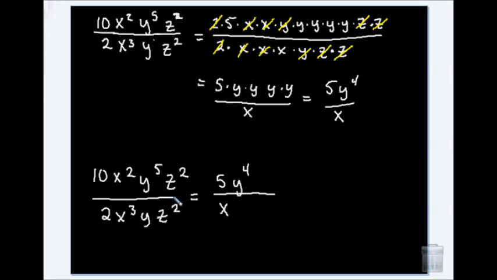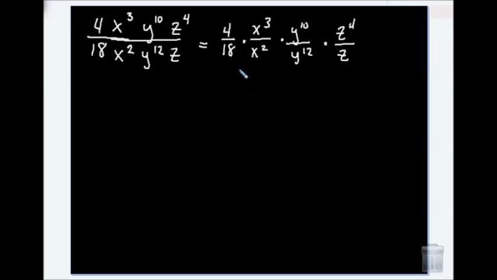Yeah, so I did 10 divided by 2, which gives me the 5. I have the x's. I have 3 minus 2, which gives me a 1. But because the 3 was bigger and it was in the denominator, that's where the x goes. And then I had 5 minus 1, which gives me 4. 5's on top, so that's where the 4 goes. And then 2 minus 2 gives me 0, which means I don't have any left. So it goes away. 5y to the 4th over x. I'm just separating it into its parts, so it's easier to look at.